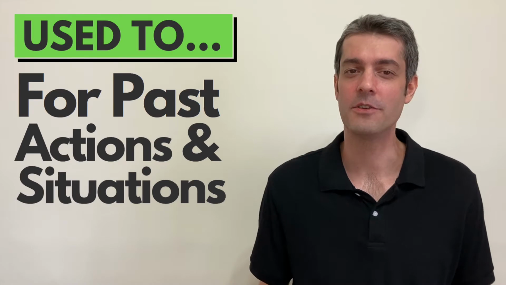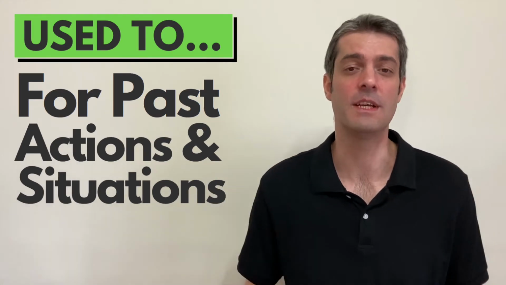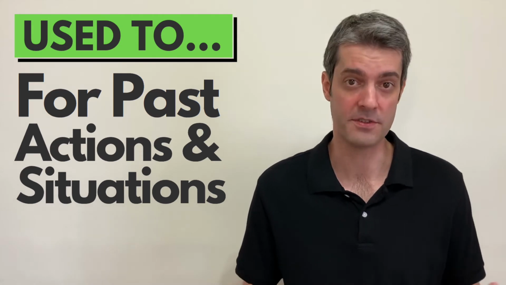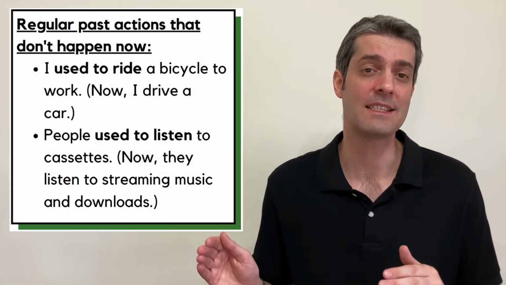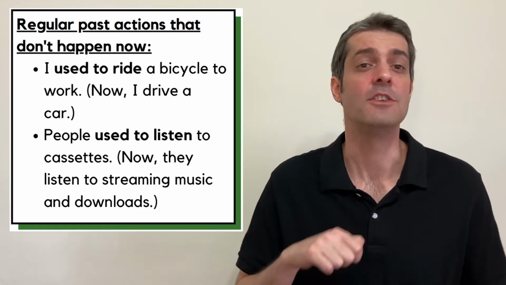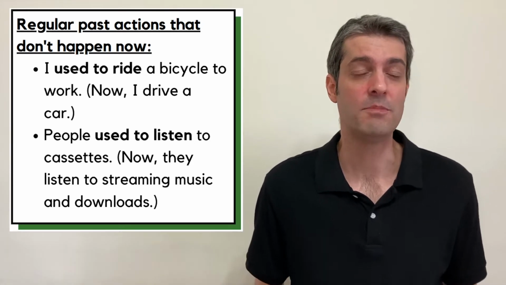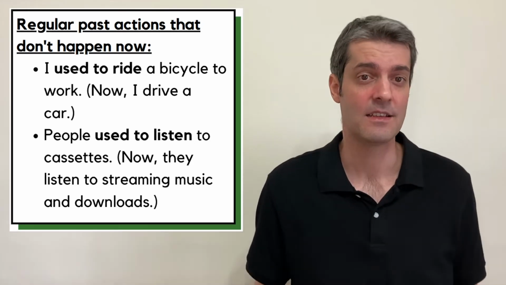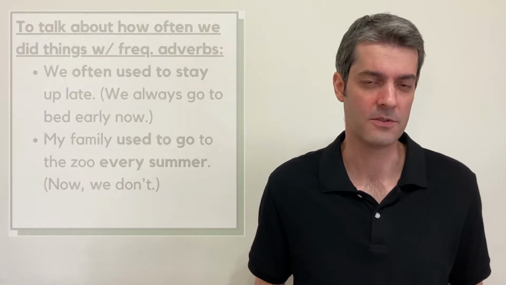In this video, we're going to discuss how to talk about past habits and past situations using the modal verb used to. We can use used to talk about regular past actions that don't happen now. For example, I used to ride a bicycle to work. Now I drive a car. People used to listen to cassettes. Now they listen to streaming music and digital downloads.